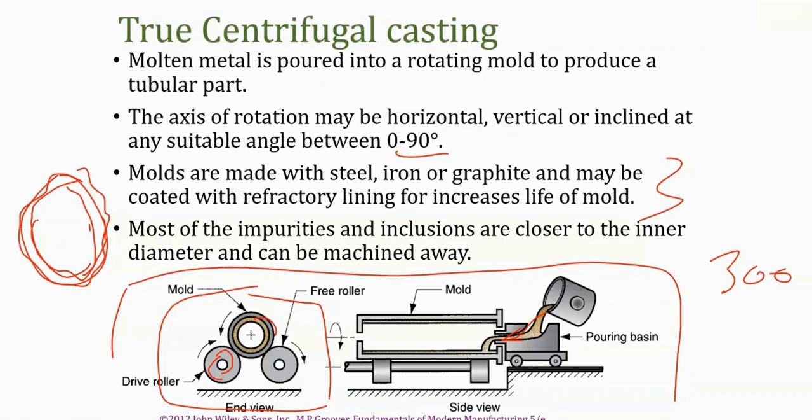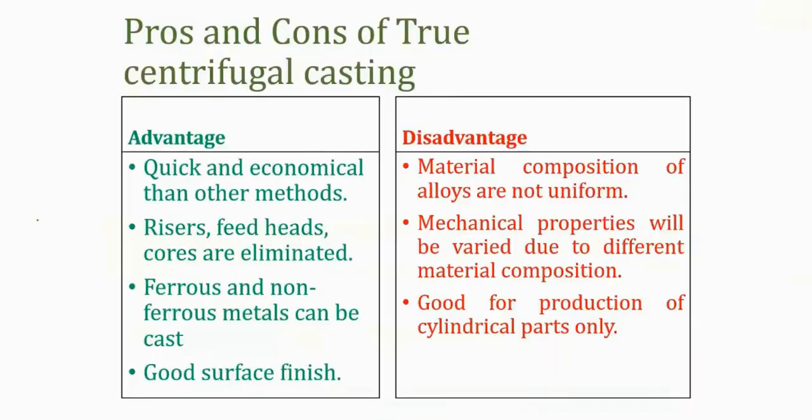Again, the mold is made of steel, iron or graphite materials, or a refractory lining is given inside the mold to increase the life of the mold. Coming to the advantages, this process is quick and economical compared to the other methods, and the gating system is eliminated. Ferrous and non-ferrous materials can be cast in this process, and it gives a good surface finish.